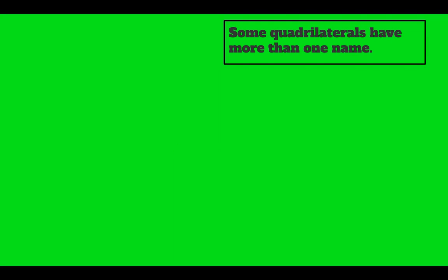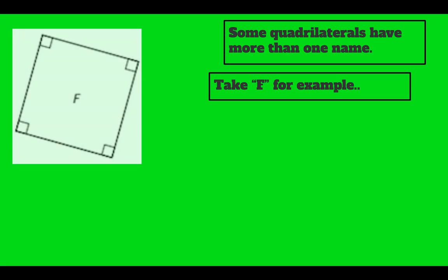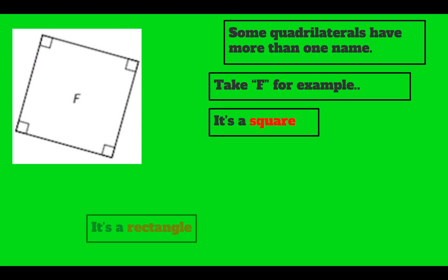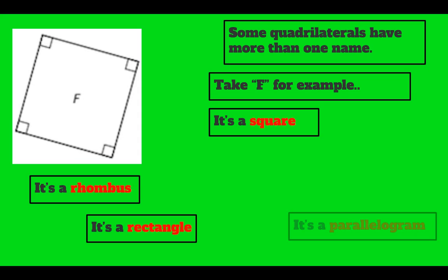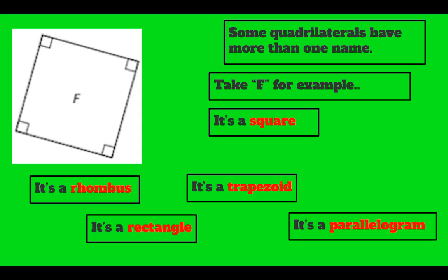All right, so now some quadrilaterals have more than one name. So take F, for example. It can be a square. It's a rectangle. It's a rhombus. It's a parallelogram. It's a trapezoid, believe it or not, and a kite. So yeah, it can be all of these things. So some shapes, depending on their attributes, can have more than one name.